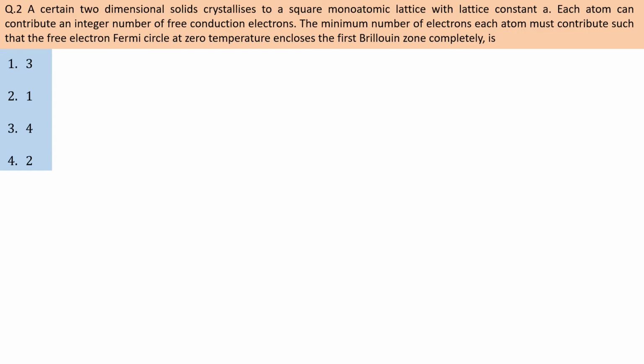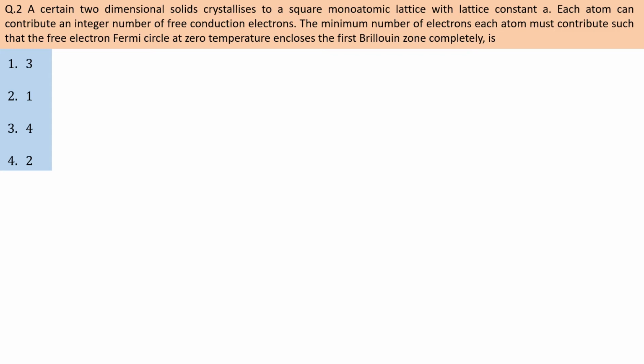A certain two-dimensional solid crystallized to a square monoatomic lattice with lattice constant A. Each atom can contribute an integer number of free conduction electrons. The minimum number of electrons each atom must contribute such that the free electron Fermi circle at 0 temperature encloses the first Brillouin zone completely is?